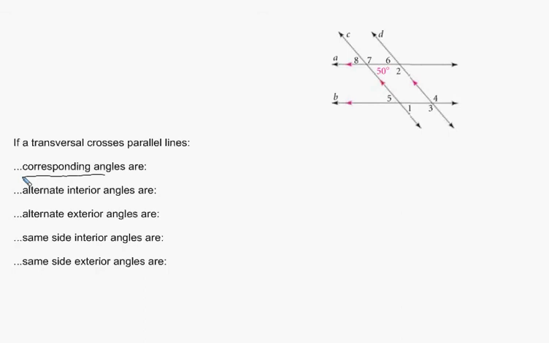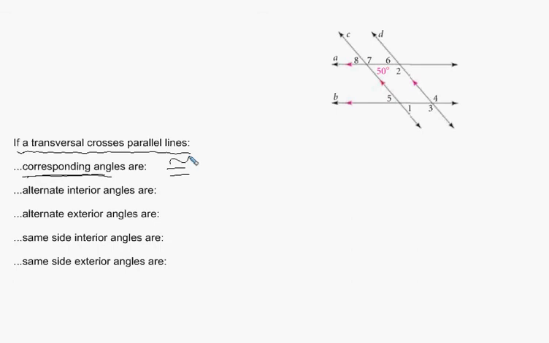You see we have a bunch of statements here, the first one being corresponding, but all of these statements start with the same little part. They all start with the fact that the lines that the transversal crosses are parallel. So they all say, if a transversal crosses parallel lines, then the corresponding angles are congruent. That's how that one goes, and they each continue from that same point there. If a transversal crosses parallel lines, our first one is that corresponding angles are congruent.